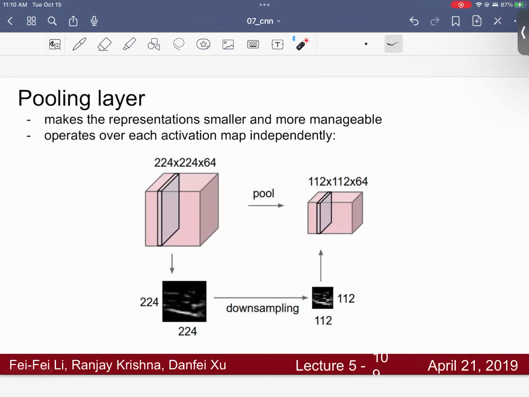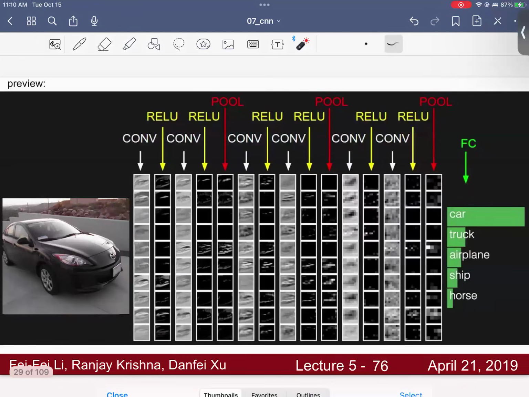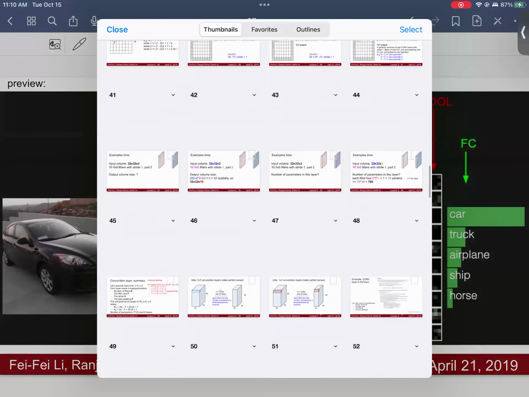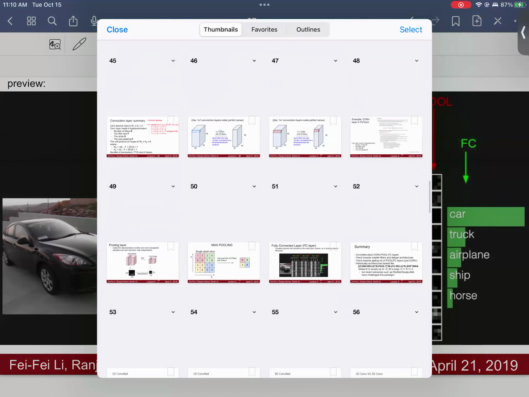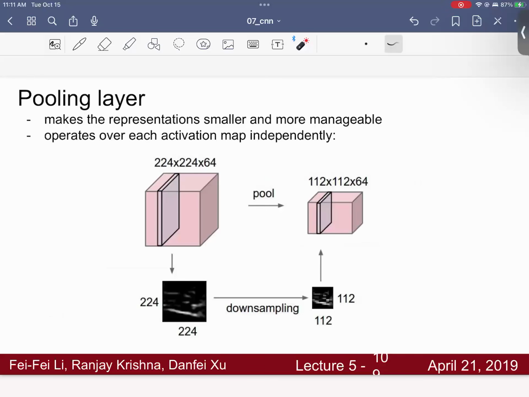And then we come to pooling. Several slides ago, there were some pooling operations here and there, right? So we're going to talk about what pooling is. Pooling is a downsampling operation.